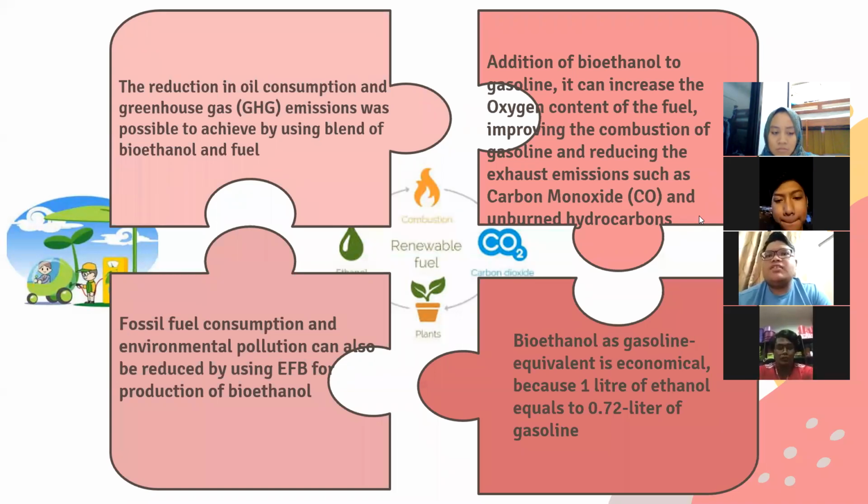For the third point, fossil fuel consumption and environmental pollution can also be reduced by using EFB for production of bioethanol. Since the mixture of bioethanol and gasoline can be used in the vehicle, we can reduce the use of fossil fuel. Everybody knows that fossil fuel is a non-renewable fuel. So we can reduce it and save our world. For the last point, bioethanol as a gasoline equivalent is economical because 1 liter of ethanol equals 0.72 liter of gasoline, which means we can reduce our costs.